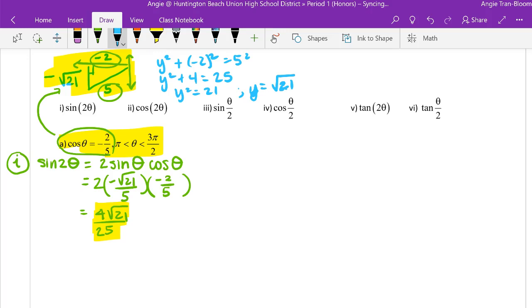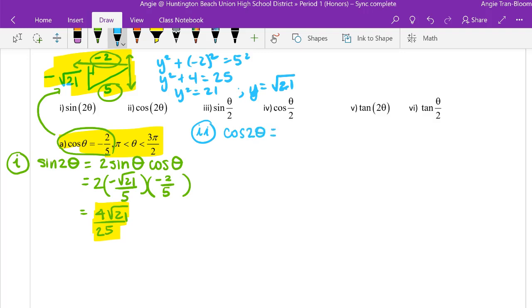Now let's do 2i. I'm going to use a different color because I know I'm going to be running out of space. I'm going to try my best to squeeze that all in here. 2i says that I'm looking for cosine. You know what? Let me move it up because I know I'm going to need all the space, okay? 2i. Cosine of 2 theta.